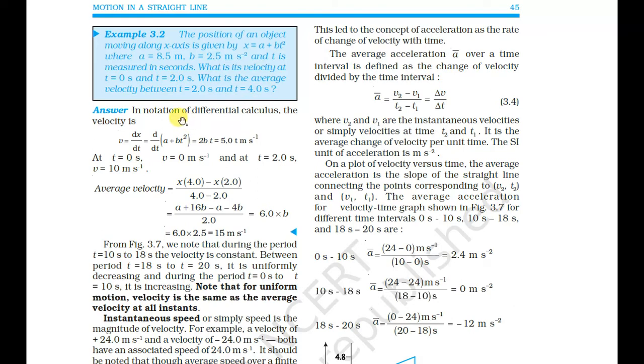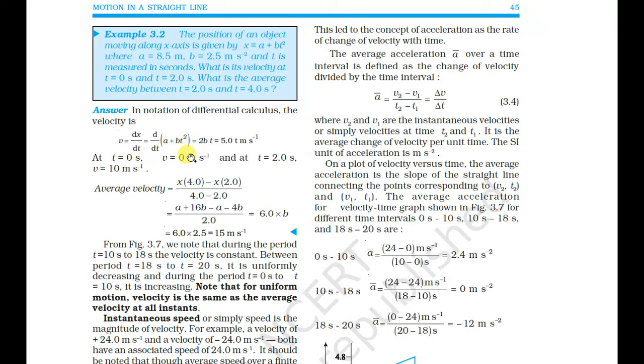In the notation of differential calculus, the velocity is v equals dx upon dt. Here x equals a plus bt squared, and we are differentiating with respect to time. Since a is a constant term, the derivative of a constant will be 0. I will explain the rules of differentiation later. First, just understand this step here. In the next lecture I will also show you the integration and differentiation rules.